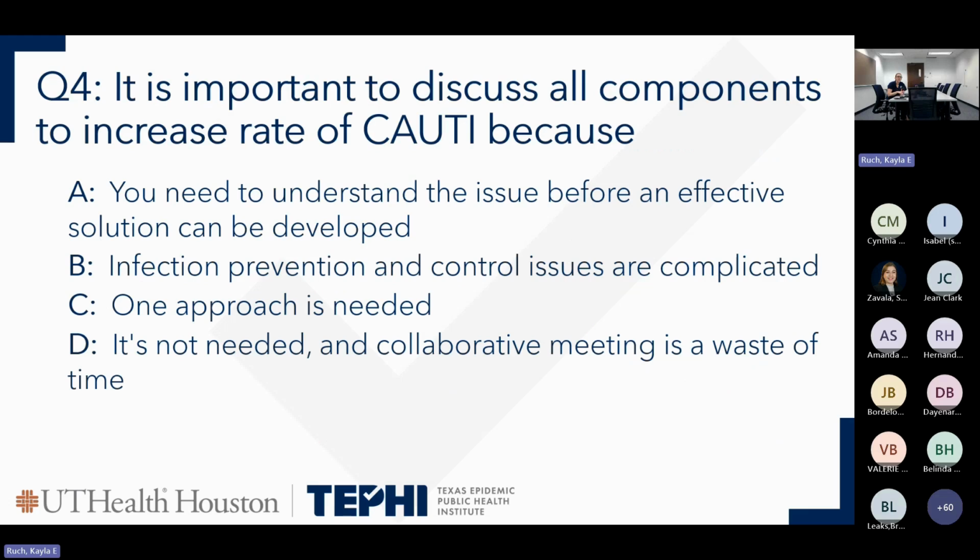So it is important to discuss all these components to decrease the CAUTI rate, because you need to look at it. Is it A, because you need to understand the issue before an effective solution can be developed? B, infection prevention and control issues are complicated. C, only one approach is needed. Or D, it's not needed and collaborative meetings are a waste of time.